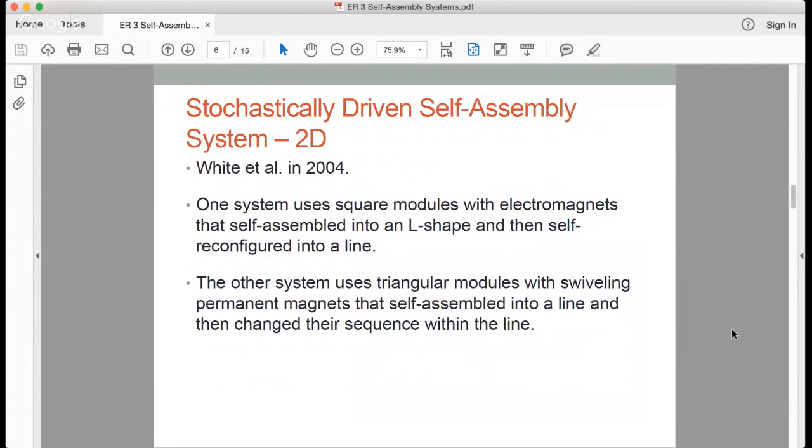This system was studied by White and other authors in 2004, as the group of authors developed algorithms and hardware for a few systems. One system uses square units with electromagnets that self-assembled into an L shape and then self-reconfigured into a line. How cool! The other system uses triangular units with swiveling permanent magnets that self-assembled into a line and then changed their sequence within the line.